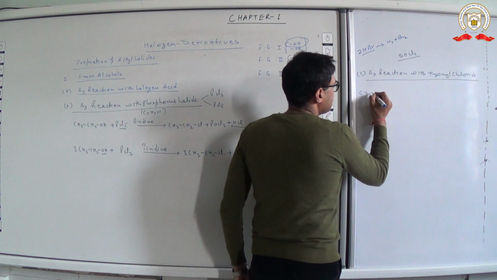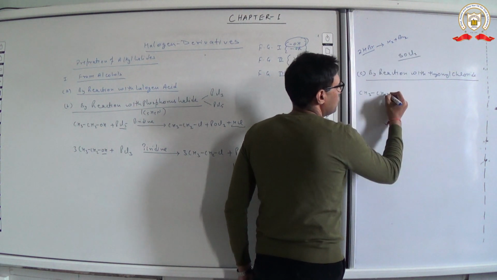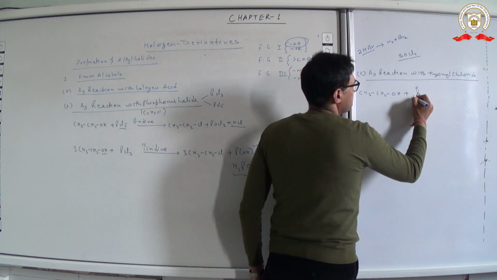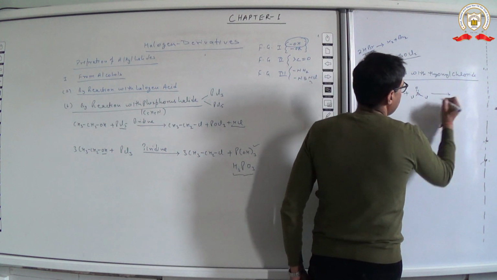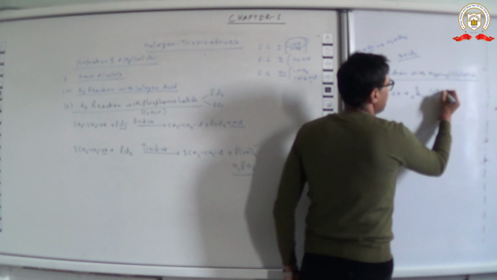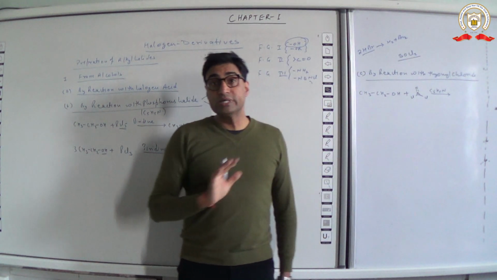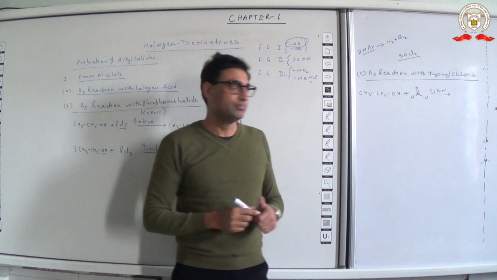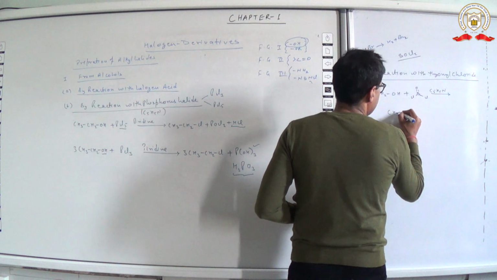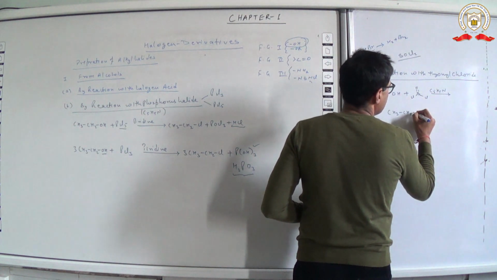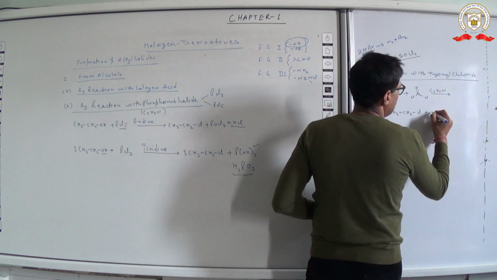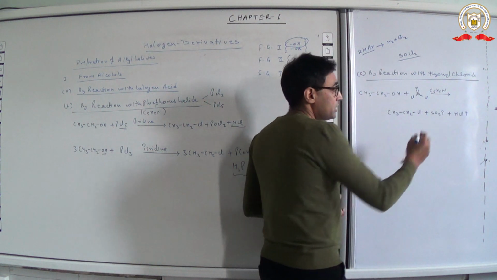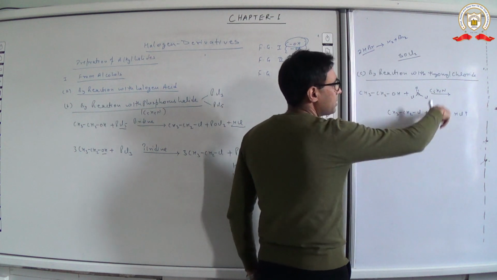If I have a compound CH3CH2OH, and I am reacting it with SOCl2, again I am using C5H5N, that is pyridine, as a base. If I am using pyridine as a base, by now you know, if a base is used as a catalyst, that means the byproduct is an acid. So in this case, I will get CH3CH2Cl plus SO2 plus HCl.